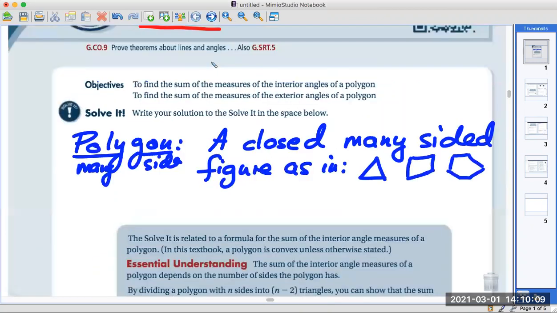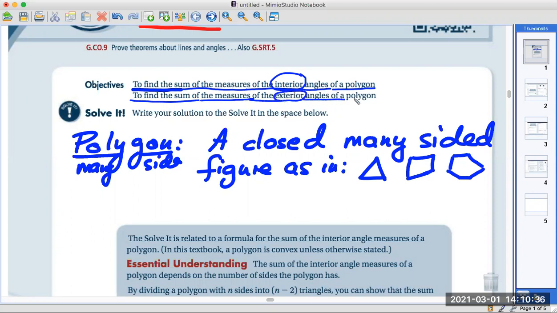And I want you to also look at, so let's underline our objectives, the sum of the measures of the interior angles, it's the angles we're talking about, of a polygon. And also we're going to find the sum of the measures of the exterior angles.